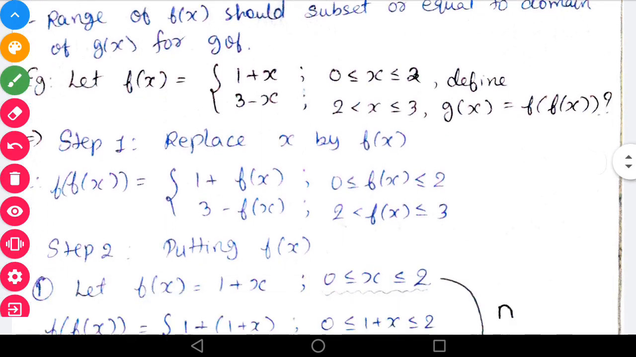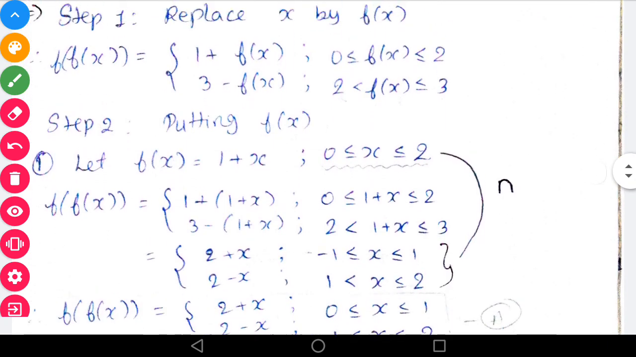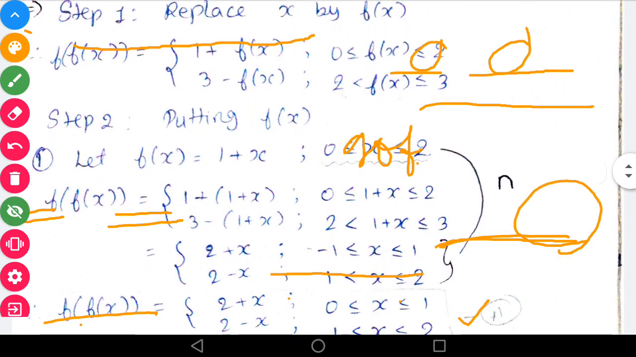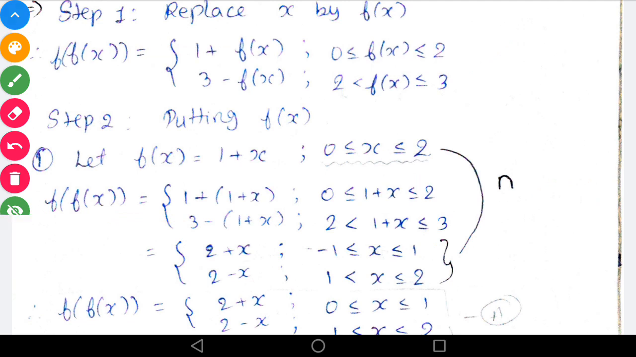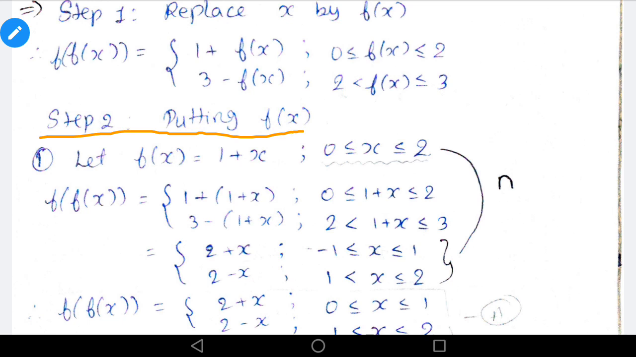Now we have done the first step. What is the second step? We have to put in f of x. We have substituted, and now we have to solve this. For solving this, we will divide the function in two parts. That was 1 plus x and 3 minus x. There were two parts, so we will divide that.